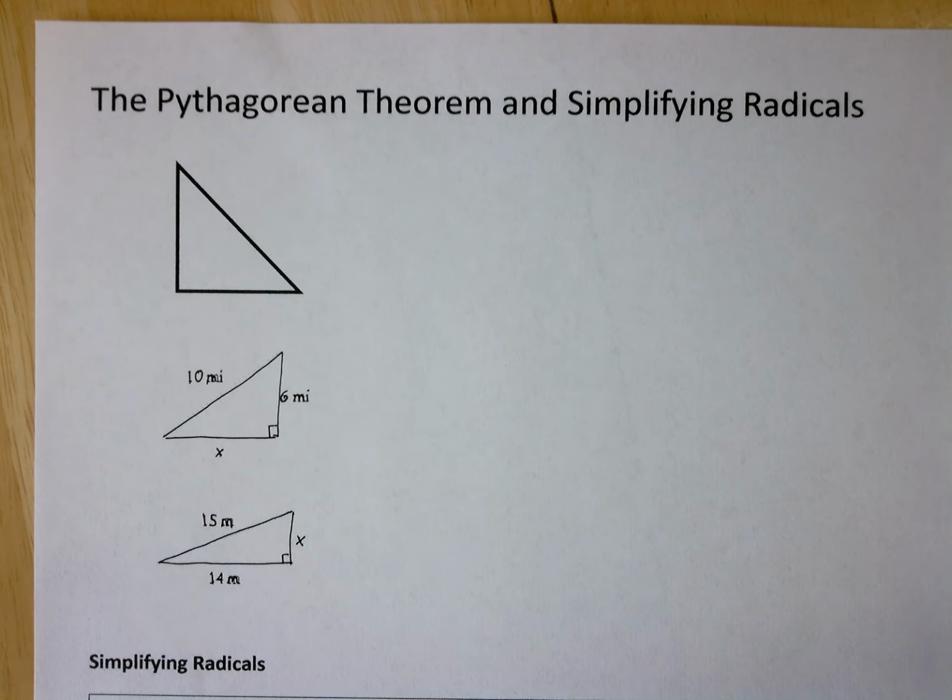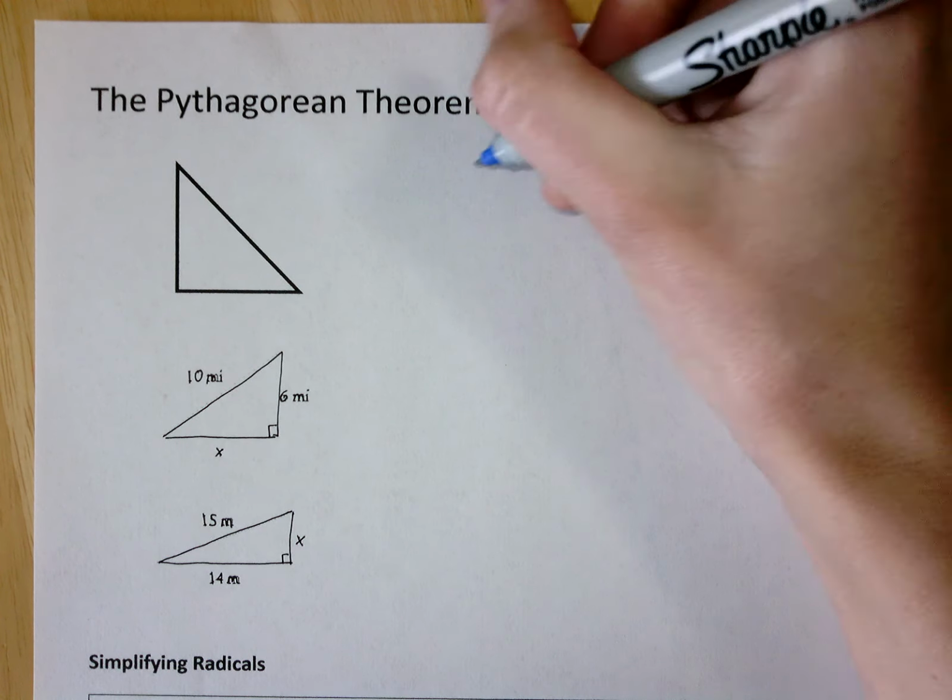All right, guys, welcome to your first lesson. Everything that we're going to cover today should be review. You have done this in previous classes. So we are going to start with the Pythagorean Theorem, and then we're going to talk about simplifying radicals in case you don't remember how to do that. Okay, so Pythagorean Theorem is the first thing that we're going to look at.